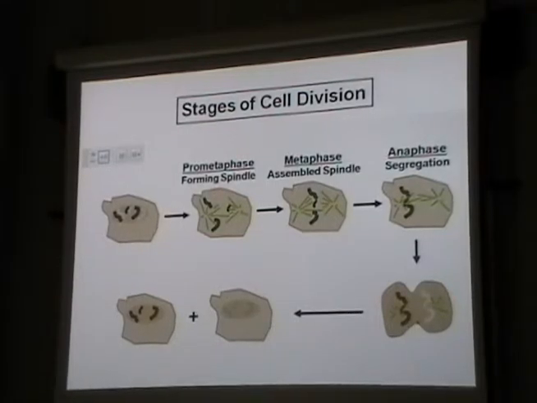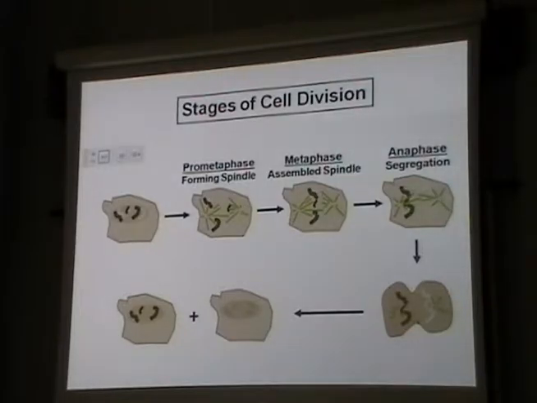Traditionally, people have divided cell division into different stages based on the changing shape of the spindle. First you have your cell which is ready to divide, then the spindle starts to assemble, and this is called prometaphase. Then the spindle is assembled, and this is called metaphase. Then the spindle segregates the chromosomes into the two daughter cells, and this segregation is called anaphase. Most of what I'm going to talk about is this metaphase state. In many cases, metaphase is a steady state: the cell is sitting there with the spindle, waiting for signals to tell it to go on. So you can really think of this as a steady state.